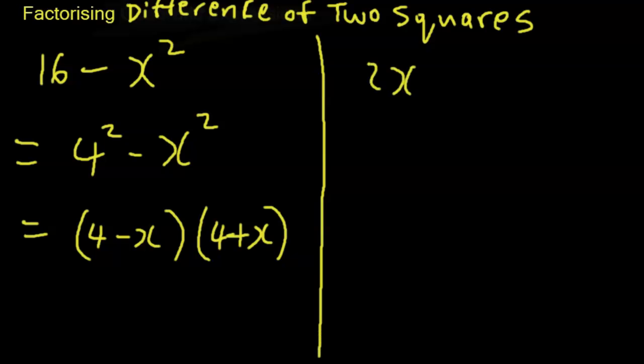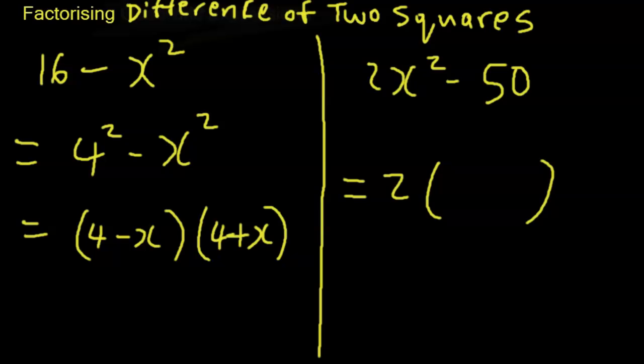2x squared minus 50. Of course, this has a common factor of 2. So we factor out 2 first thing. But when we factor out 2, remember, you need the terms for the bracket. So we get the terms by dividing these by whatever we factored out. So 2 into 2, that's 1, so 1x squared. And minus 50 divided by 2, that's minus 25. Now, is the factorization complete?